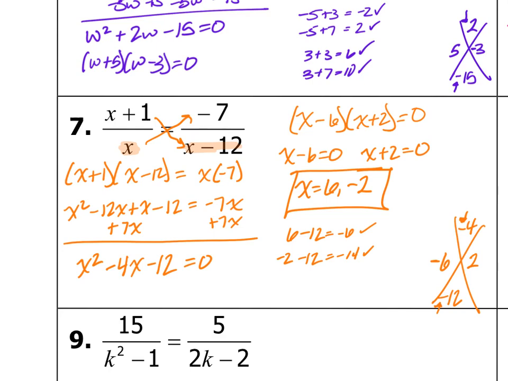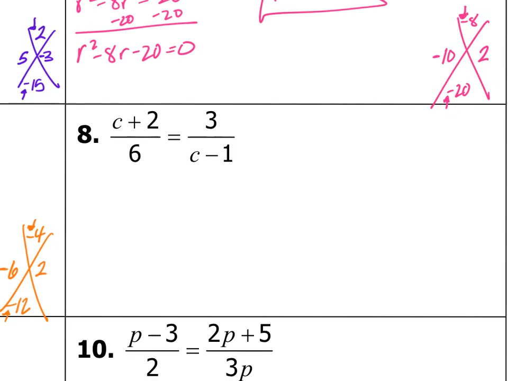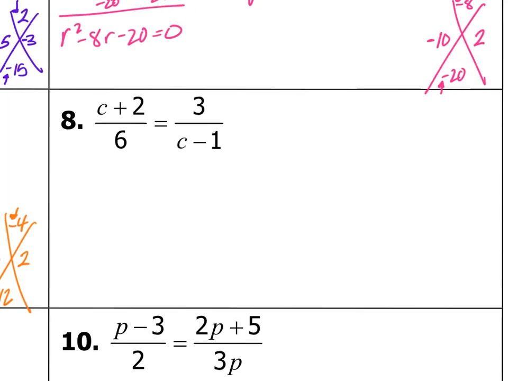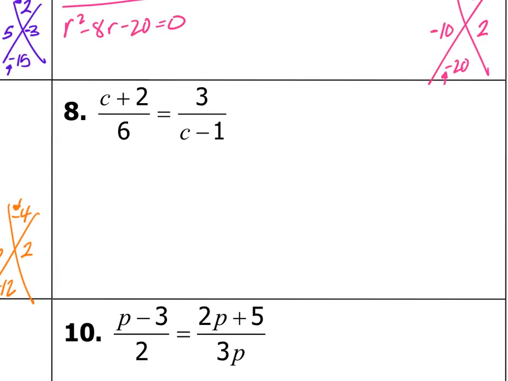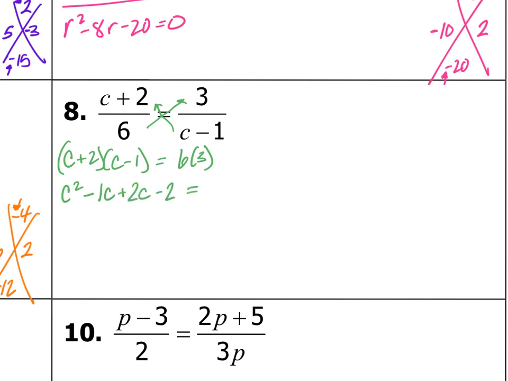Awesome. Okay. Here we go, problem number 8 here. Okay, same thing, cross multiply. So I've got c plus 2 times c minus 1 equals 6 times 3. So distribute: c squared minus 1c plus 2c minus 2 equals 18.